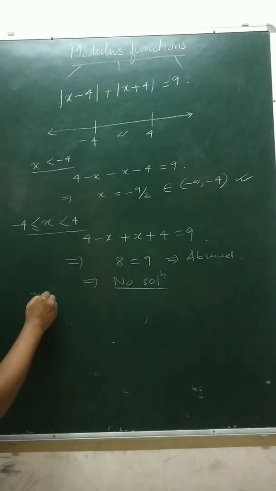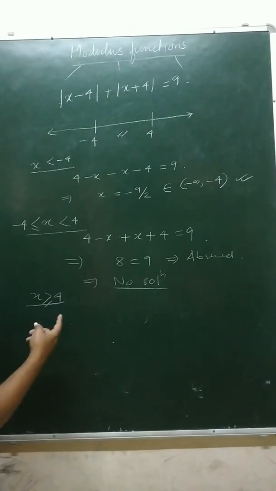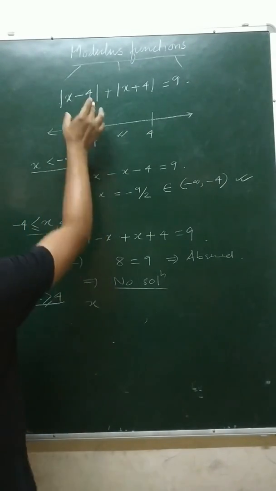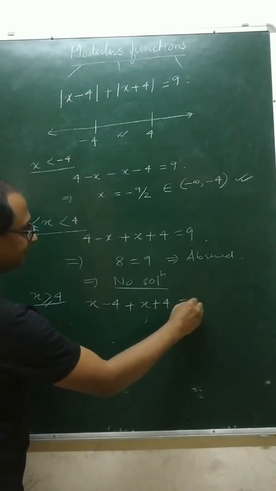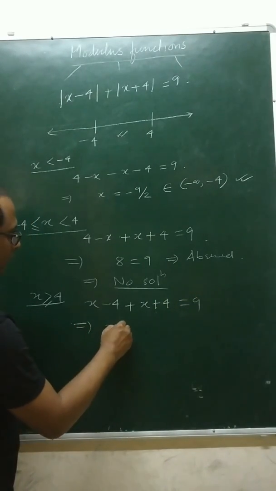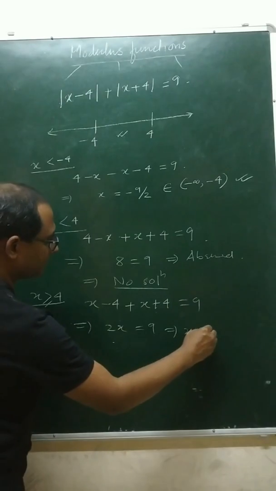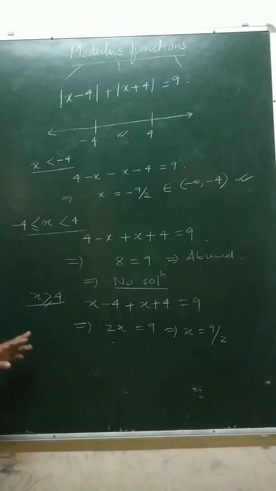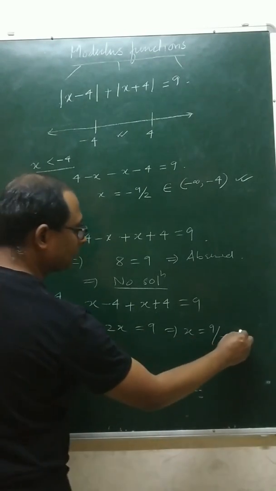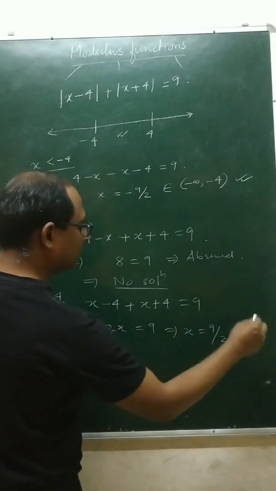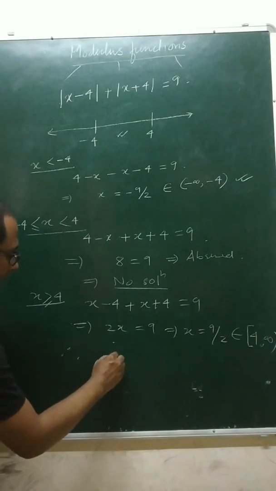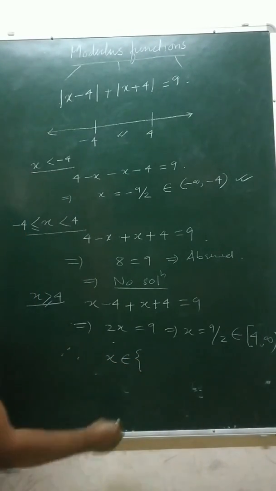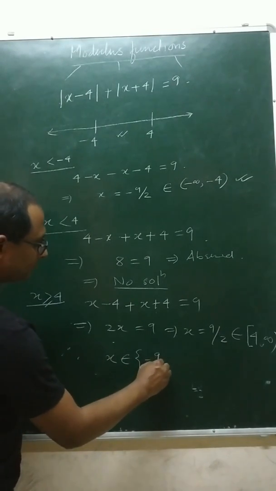The last interval, x is greater than or equal to 4. Herein, modulus of x minus 4 will open with a positive sign, so is x plus 4. So we are going to get 2x equal to 9, so x equal to 9 by 2. We have made the interval x greater than or equal to 4, and 9 by 2 is 4.5, which is lying there. So it is in 4 to infinity. Therefore, we have a solution this time. x belongs to the two numbers, minus 9 by 2 and plus 9 by 2.